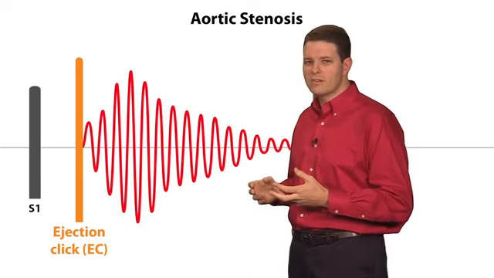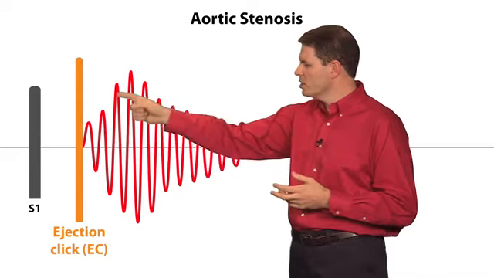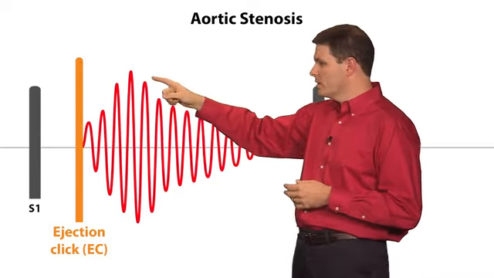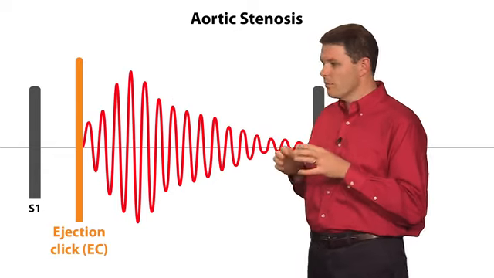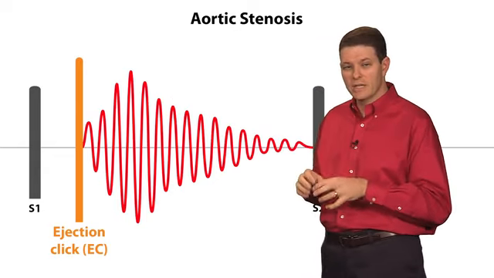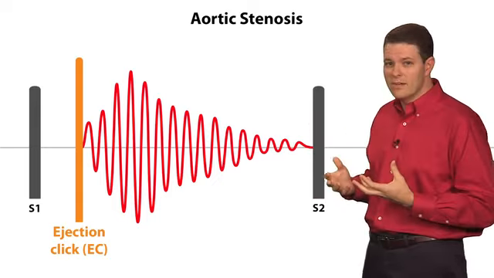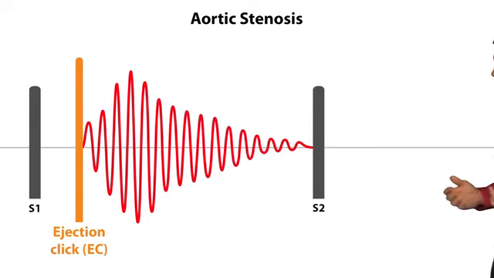And this murmur is sometimes described as a crescendo, decrescendo murmur. Those are musical terms. Crescendo means it gets louder, and then decrescendo means it gets softer. So you hear the murmur start soft after that ejection click, and then it peaks in intensity, and then it decrescendos or gets softer. And it ends at S2 when the valve closes.